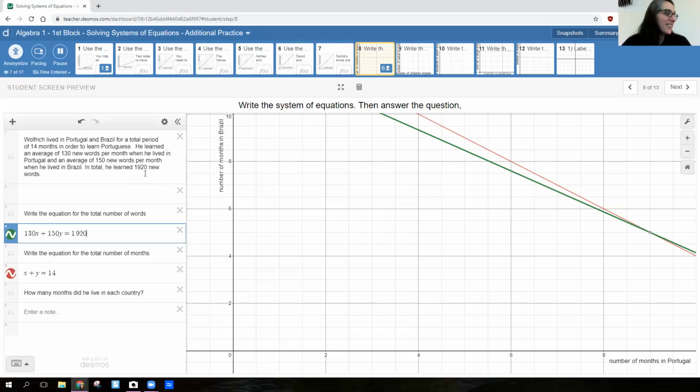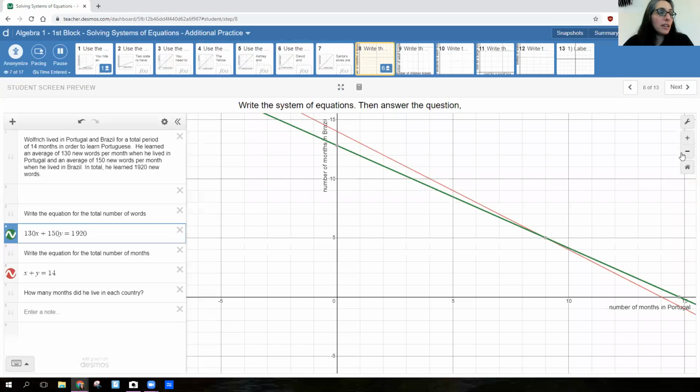All right. So there's a lot going on in this problem. He's living in Portugal. He's living in Brazil. So I had to call Portugal X and Brazil Y. The total amount of time he's in both of those countries has to add up to 14. So that's why you have this equation in red. Up above, this equation is the one where you put in how fast he's learning the words. So 130 words per month, so 130x. 150 words per month in the other country, so 150y. And then that equals the total number of words.